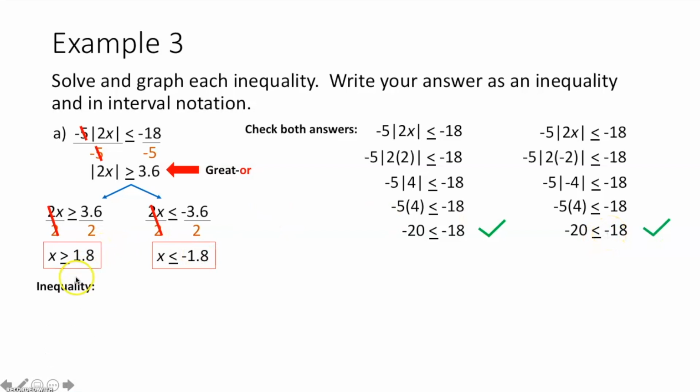Now, how do I write my answer as an inequality? Well, since it's a greater than statement, I'm going to write each of them separately and put an or between them. I'm going to start with my lesser one. So x is less than or equal to -1.8, or x is greater than or equal to 1.8.